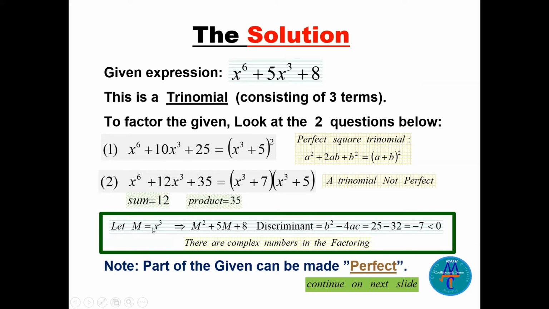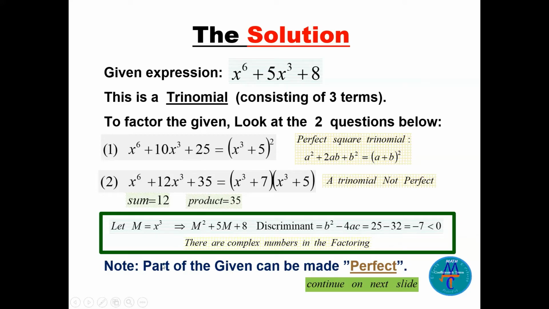Now, let me show you something here. In the expression given, let m be x cubed. So we can write m squared plus 5m plus 8. So this is a quadratic expression here. Let's find the discriminant. B squared minus 4ac will be 25 minus 32. So it will be minus 7, which is negative. So we can expect complex numbers in the factoring.